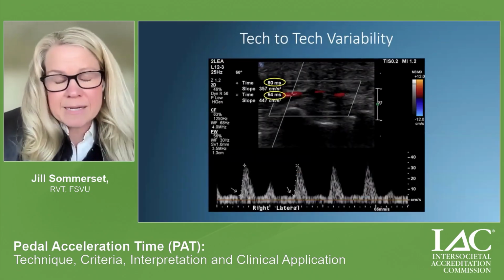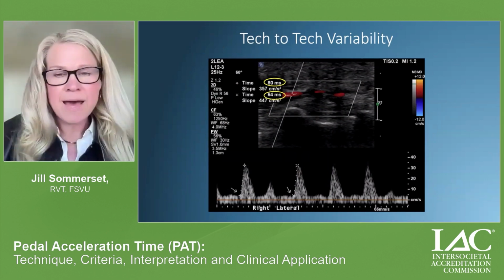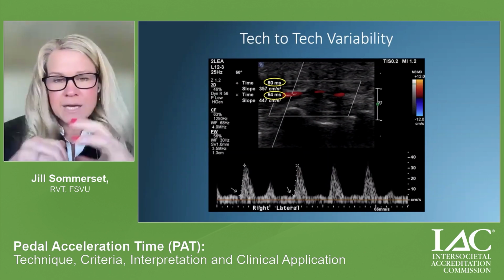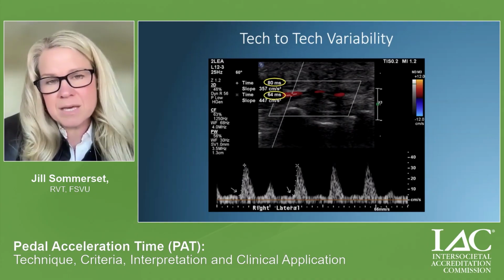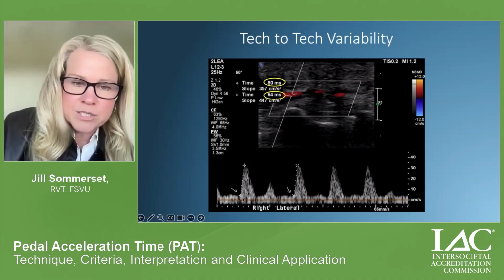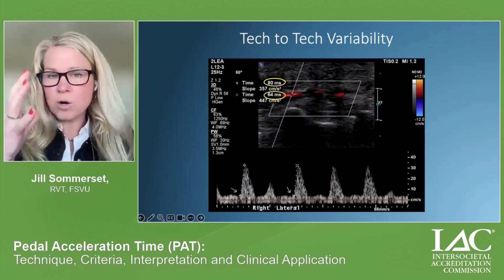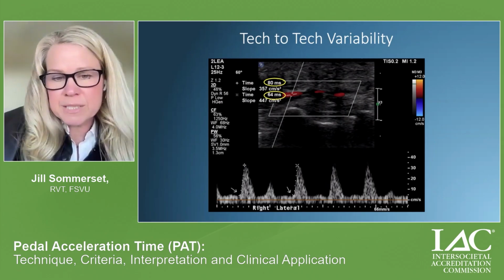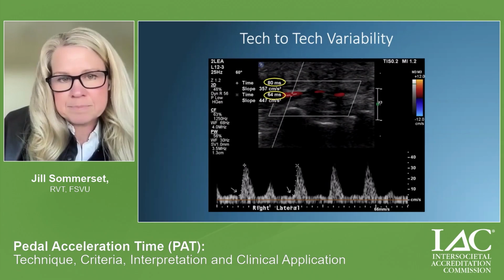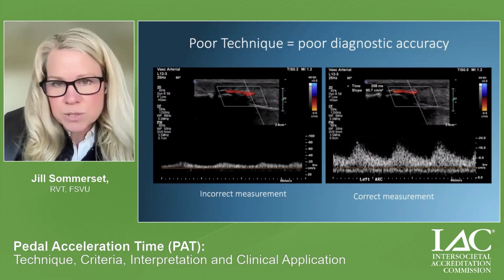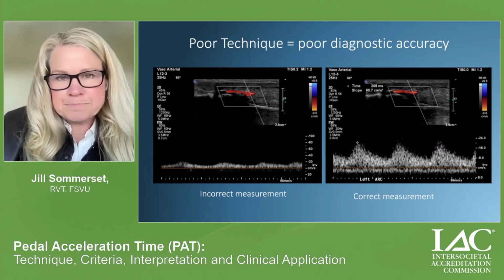There's always going to be some tech-to-tech variability. We know that when we measure AAAs, we have 0.3 millimeters of variability. It's the same thing here. So if Ali were to measure this waveform at 80 milliseconds and I measured this next one at 64, we're still in that variability of class 1 PAT. And then, of course, as I said earlier, incorrect technique is also going to be a limitation.